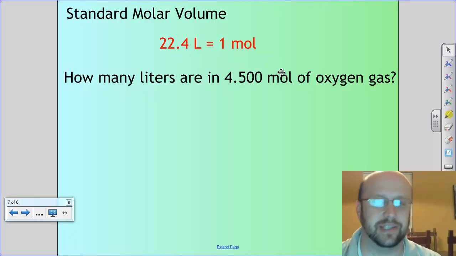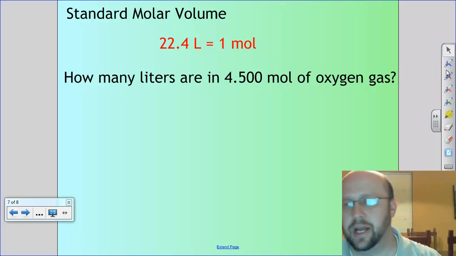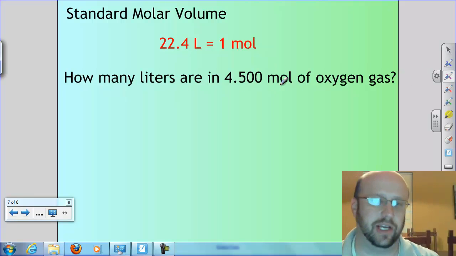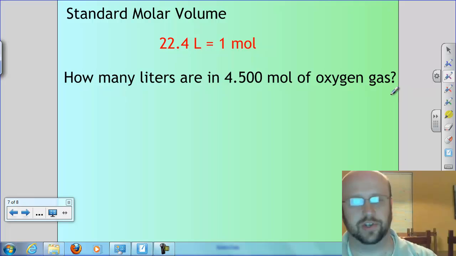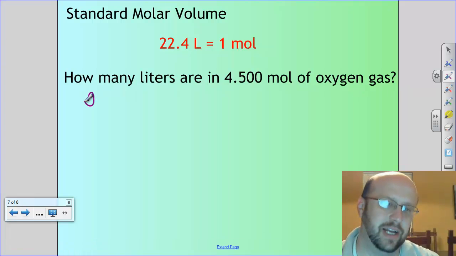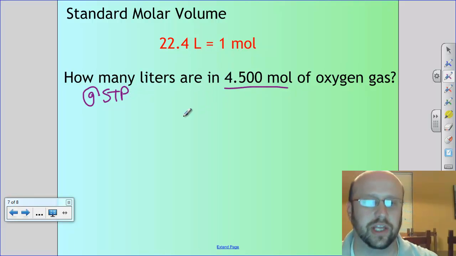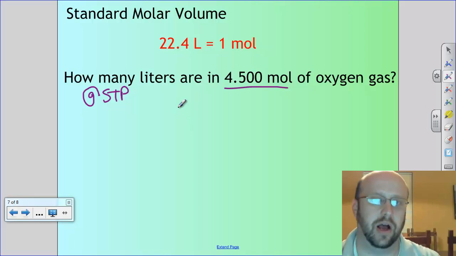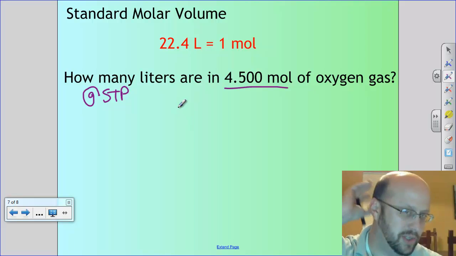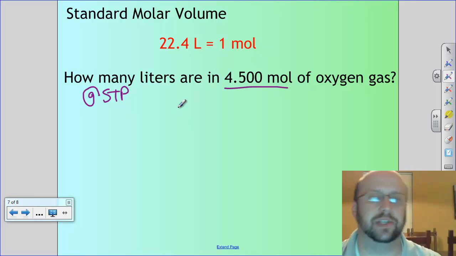Now, this is a super easy conversion that you're going to use in all kinds of volume problems if you're at STP. Usually the problem will say it. Like here, it says how many liters are in 4.500 moles of oxygen gas. Technically, the problem should say at STP, but if there's nothing else given to you and it's just moles or liters, you can probably assume. And we'll talk about cases tomorrow and the rest of the week where that's not true, but most of the time this is pretty valid.